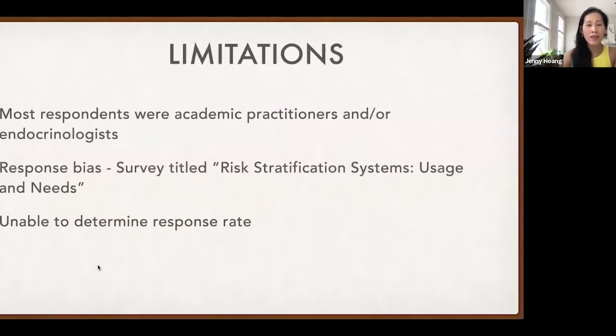Okay, so limitations of this study. Most respondents were from academic practice and most were endocrinologists. So we're not really capturing everyone that uses risk stratification systems. And furthermore, there's obviously a response bias. If I'm sending a survey to you entitled Risk Stratification Systems Usages and Needs, do you think that someone that hates risk stratification systems is really going to spend 10, 15 minutes doing the survey? Probably not, right? And then finally, we're unable to determine the response rate because we're unable to see who actually opened the email and who we reached.